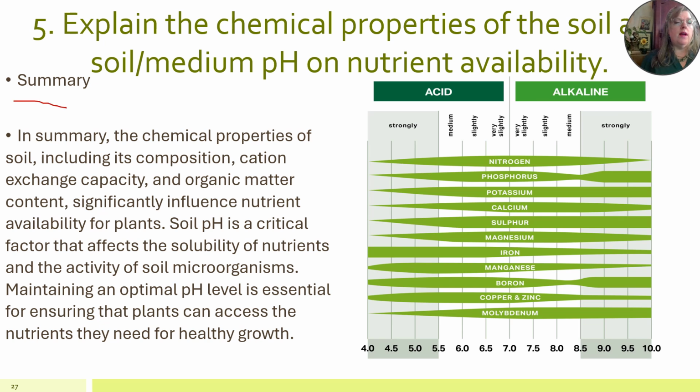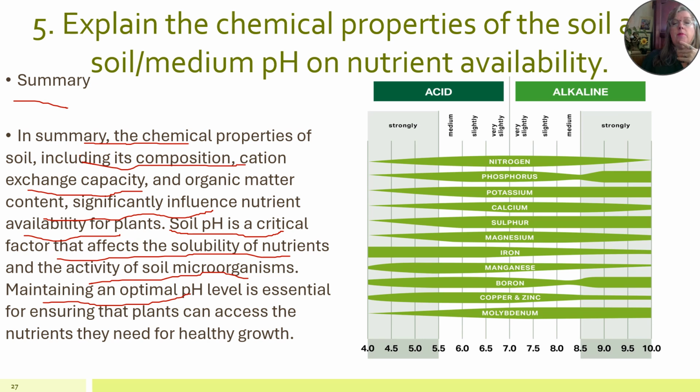All right, to summarize this part on pH: the chemical properties of soil, including its composition, cation exchange capacity, and organic matter, are going to significantly influence nutrient availability for plants, how much they can get their nutrients. The pH is a very critical factor that affects the solubility of nutrients, how well they dissolve, and the activity of the soil microorganisms. Maintaining the optimal pH level is essential for ensuring that plants can access the nutrients they need for healthy growth.